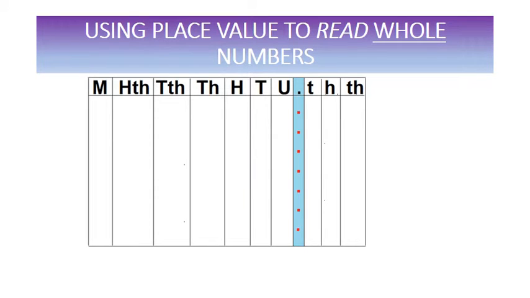So let's see how we can use place value to read whole numbers. If we look at the first example and put it on our place value scale, we can see that this number has got 3 in the hundreds column, 2 in the tens column, which represents 20, and 8 in the units column. So we read this number as 328.